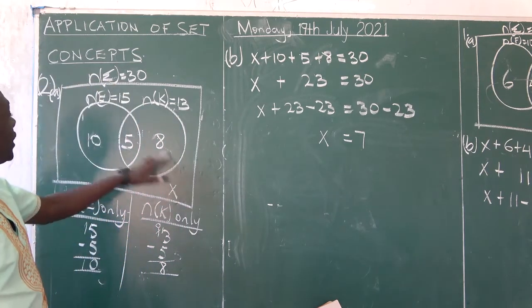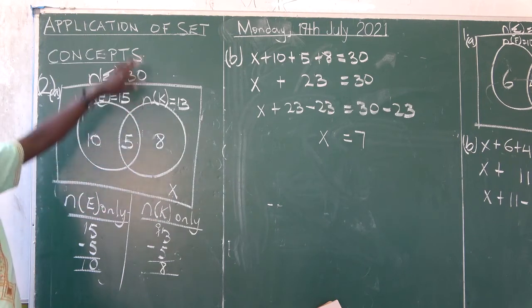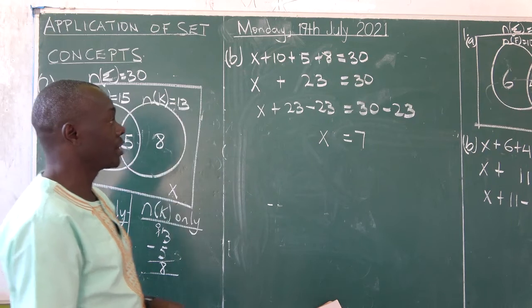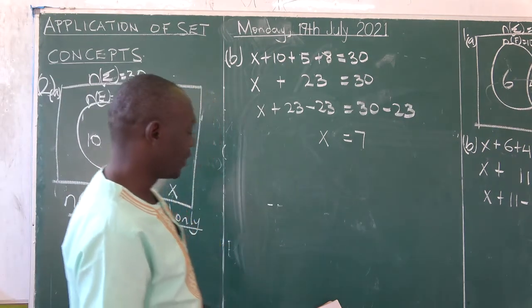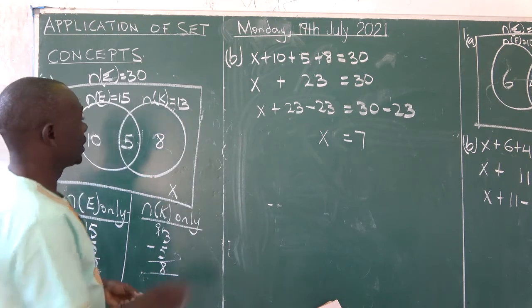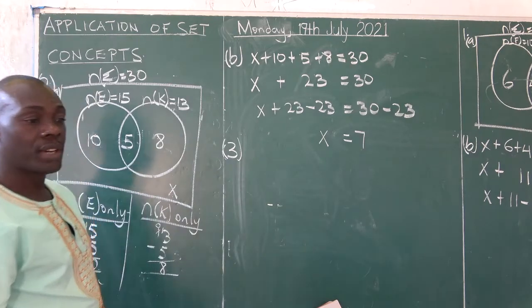The usual finding is addition of whatever is inside together with this one outside to the universal. And when you actually do it, you will then get a value of x, whatsoever comes out. And that is it. Then we shall look at number 3.